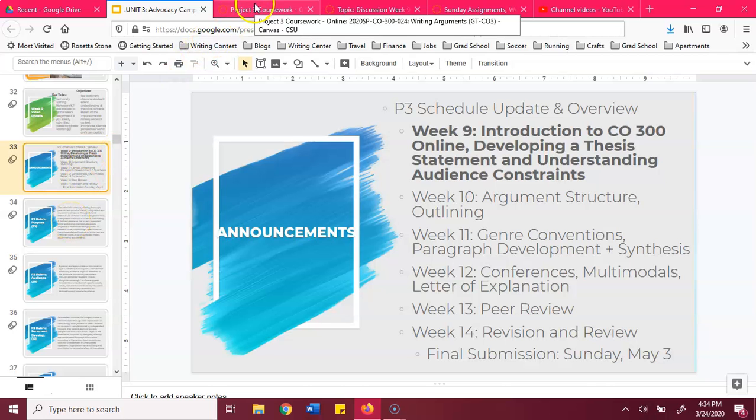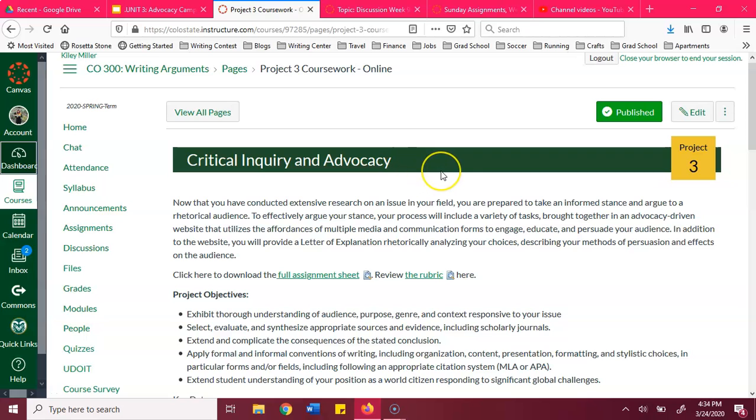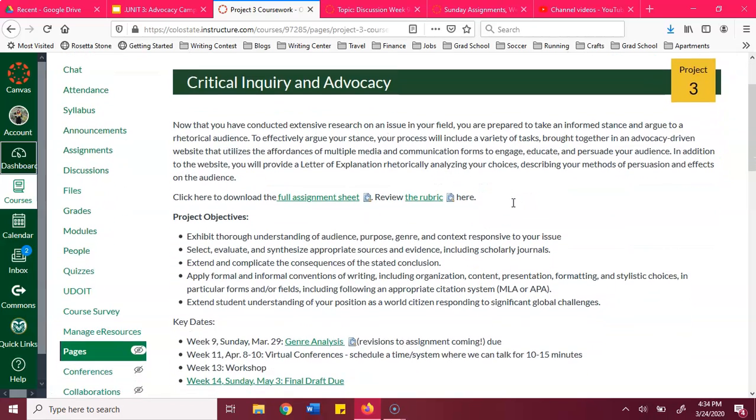I'll take you over to Canvas real quick. This is our P3 module. This is linked on the home page, so if you're following along, please do review the new assignment sheet. Slightly different requirements now, a little bit less, and the rubric that I'll be going over in just a moment. So let's take a look at that rubric.